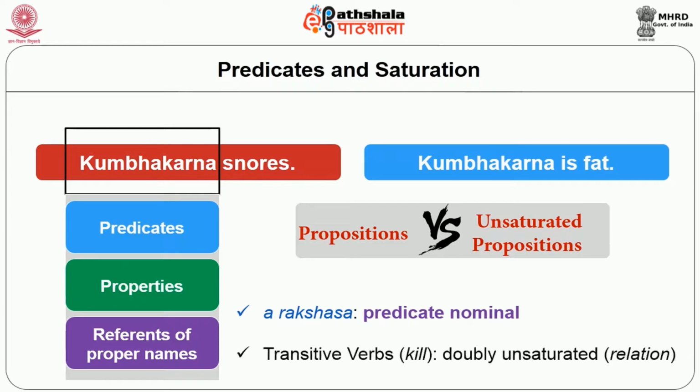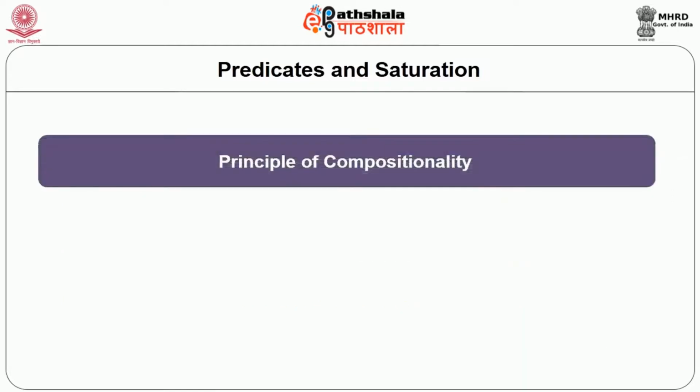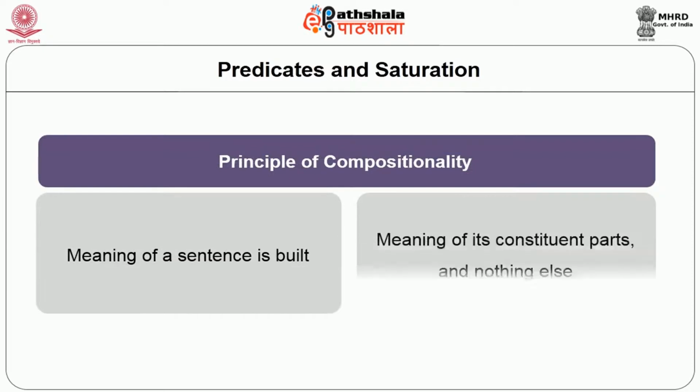A transitive verb like kill in Rama killed Kumbhakarna is a doubly unsaturated proposition which requires both the subject and the object to complete it, and is known as a relation. But which of the two arguments in the relation combine with it first? The order is important, and here syntactic structure gives us the answer. The verb and the object come together first. The principle of compositionality says that the meaning of a sentence is built only from the meaning of its constituent parts and nothing else.